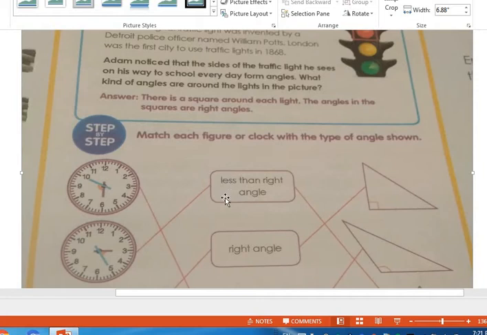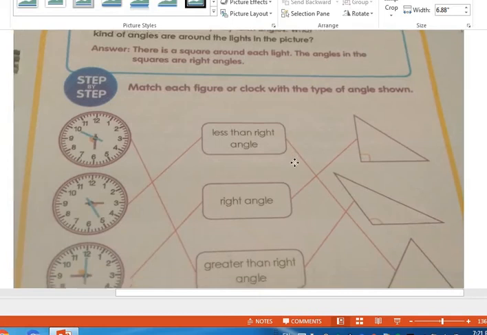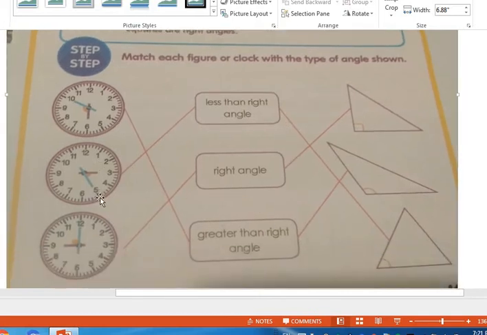Okay, here I have: match each figure or clock with the type of angle shown. So I have here analog clocks. So first one, this is the angle between the 2 sides here, the 2 hands of the clock, the short hand and the long hand, and inside there is an angle. So what do you think? This angle is equal to a right angle, or less than the right angle, or greater than the right angle?